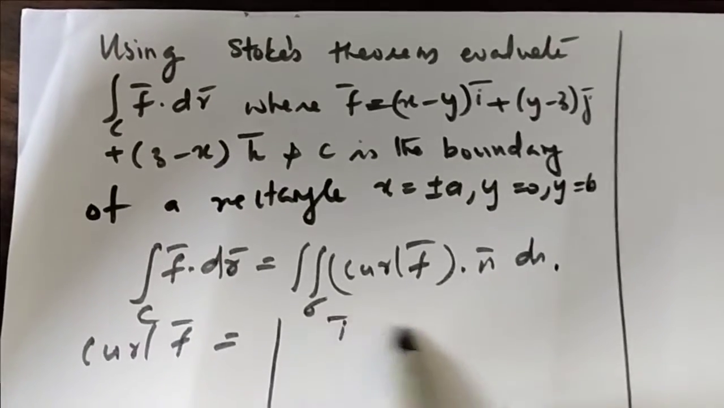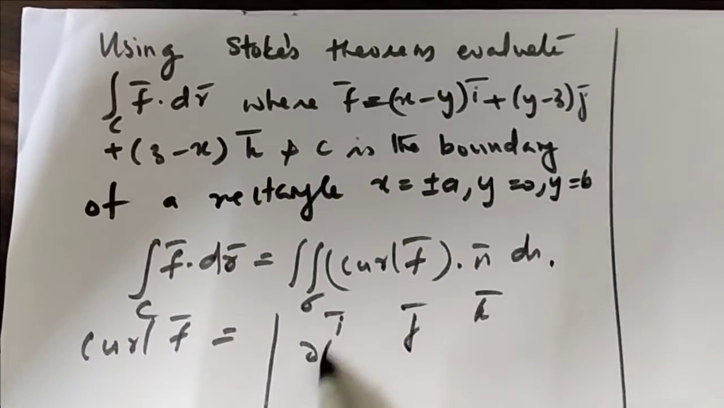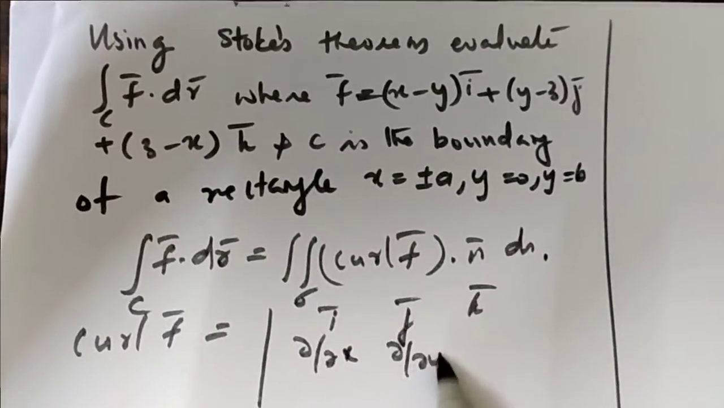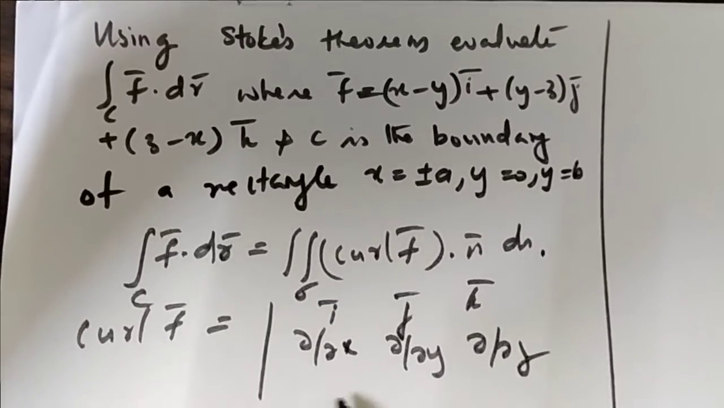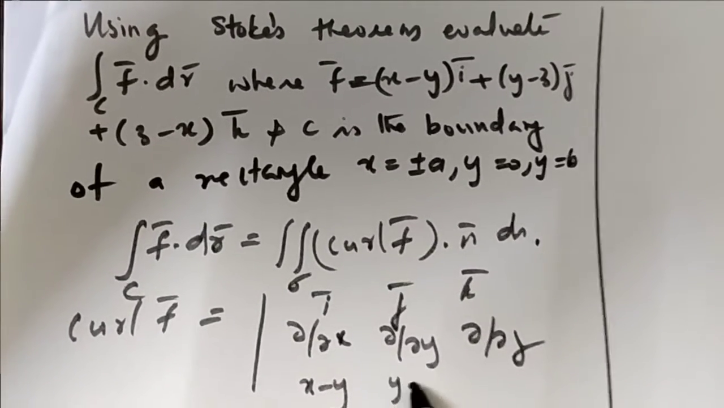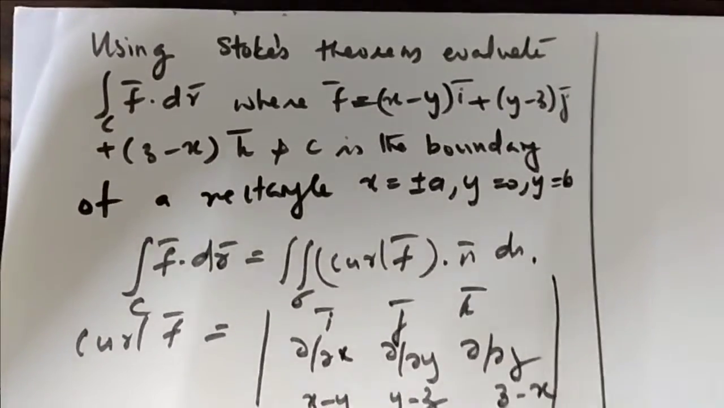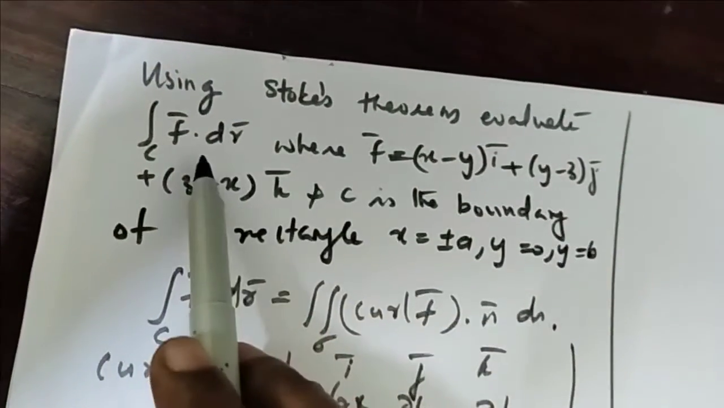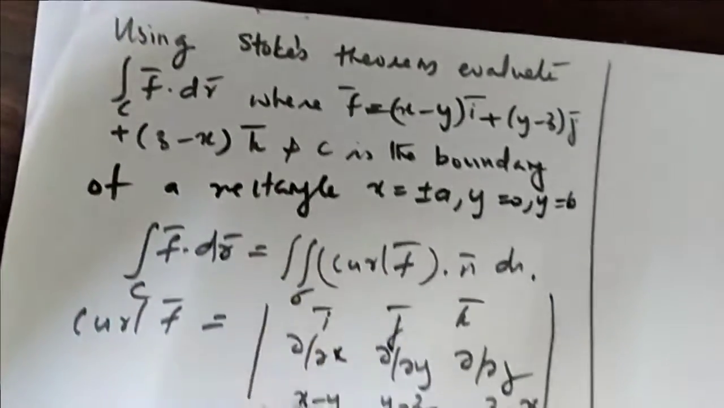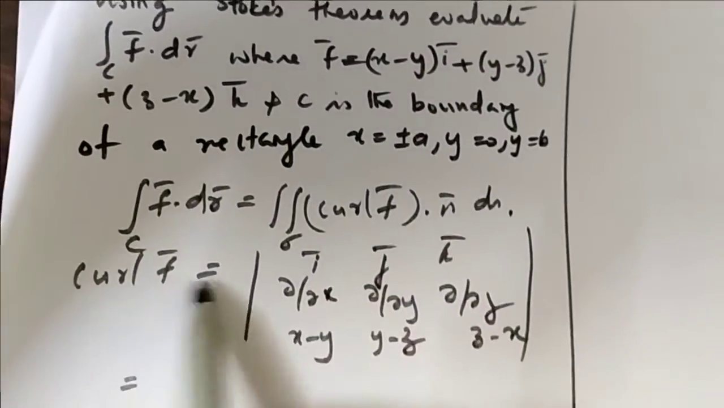Curl f is the determinant of i j k, dou by dou x, dou by dou y, dou by dou z, x minus y, y minus z, z minus x. So if you evaluate this one, because using Stokes theorem we have to evaluate this line integral, and this is equal to the right hand side, that's why we are finding curl f.